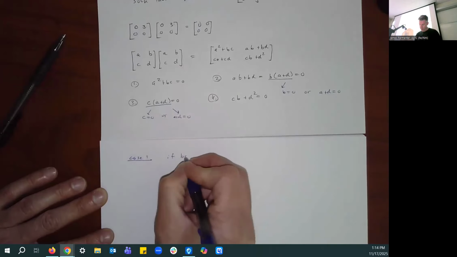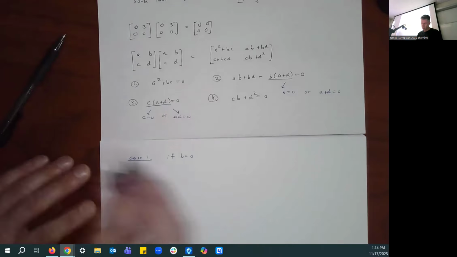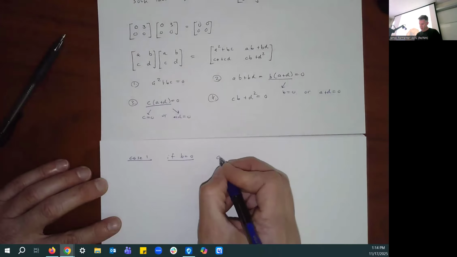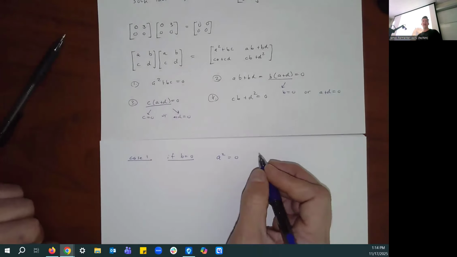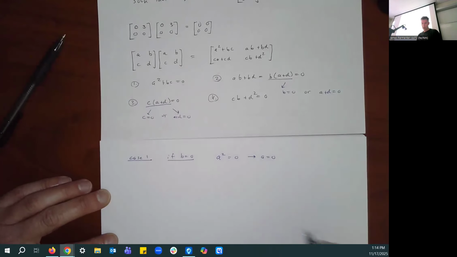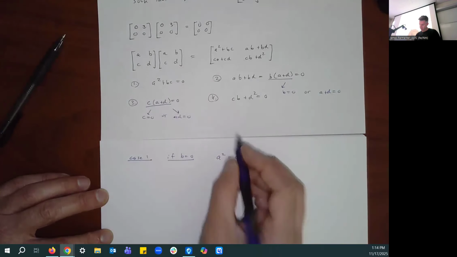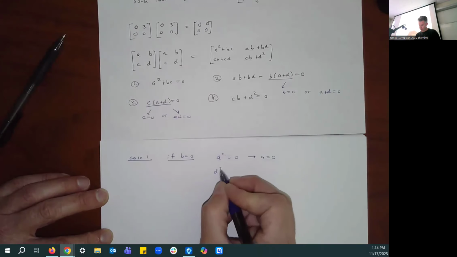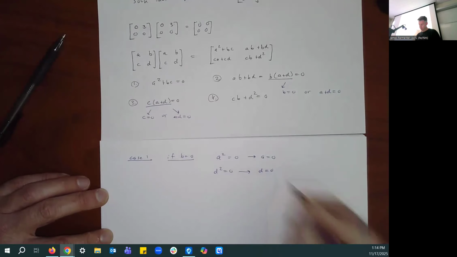If B equals 0, let's see what we're left with. So if B equals 0, let's look at equation 1. Well, then we have A squared plus 0 equals 0. If B equals 0, A is going to have to be 0. And then we can also look at equation 4. If B is equal to 0, then we have 0 plus D squared equal to 0. So we're going to get D equal to 0 as well.